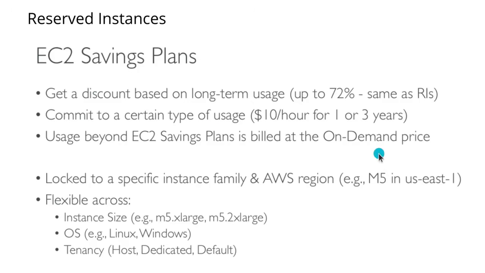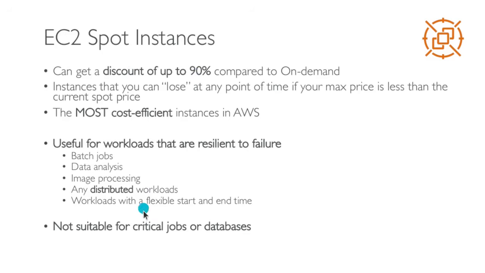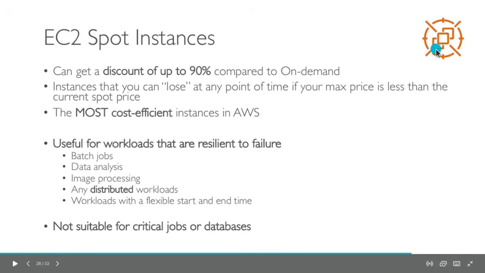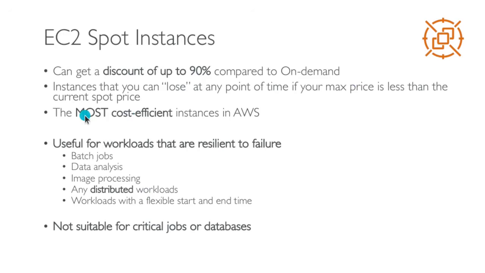Next is the savings plans, same as reserved instances. And the spot instances, which can be used for temporary workloads, and these are the most cost efficient. This is the key term that is used in the AWS exam for spot instance questions: most cost efficient. It can give you a discount of up to 90%.